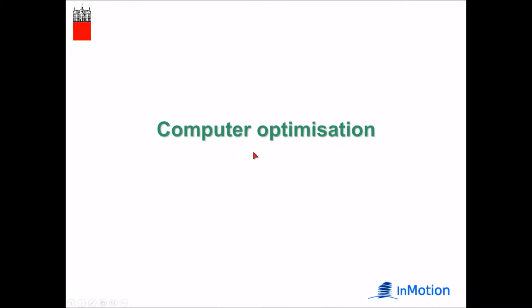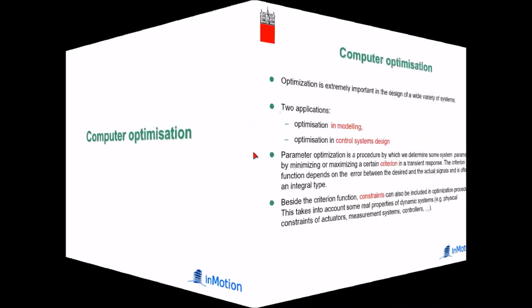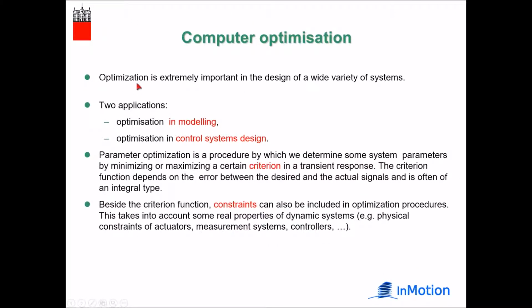With this video, I will describe computer optimization. Optimization is extremely important in the design of a wide variety of systems. I will talk about two applications: optimization in modeling and optimization in control systems design.